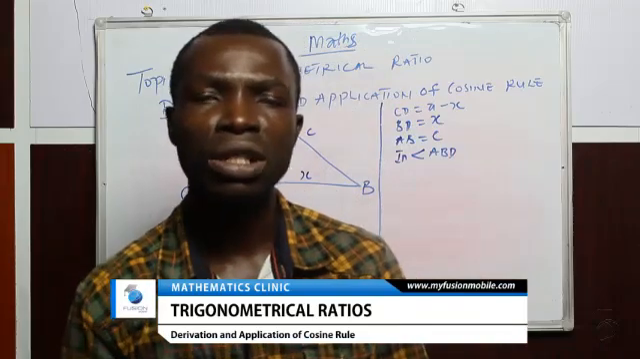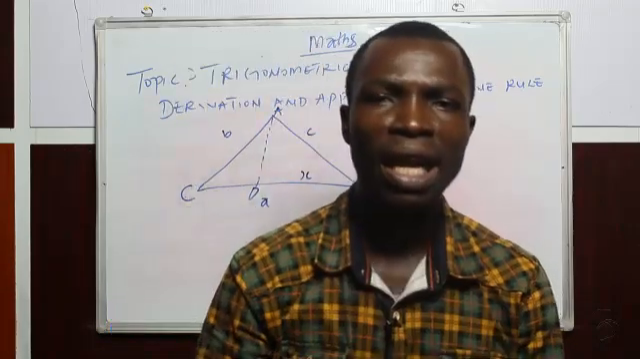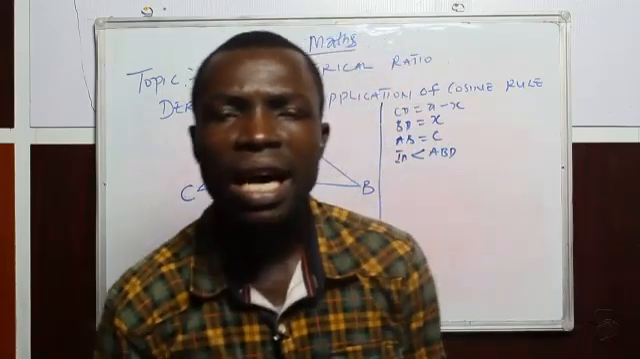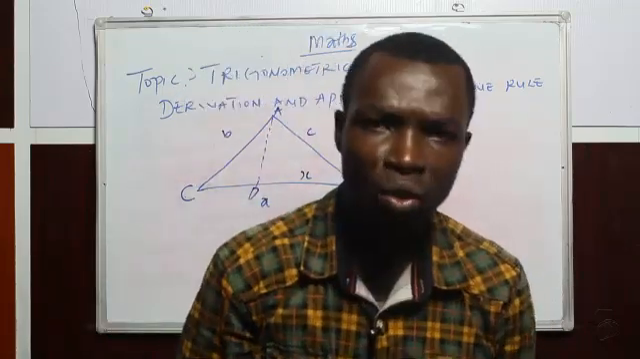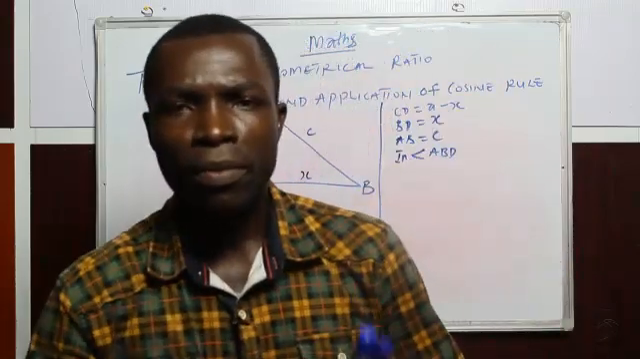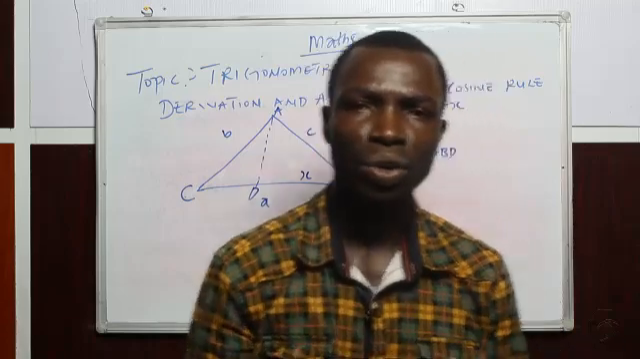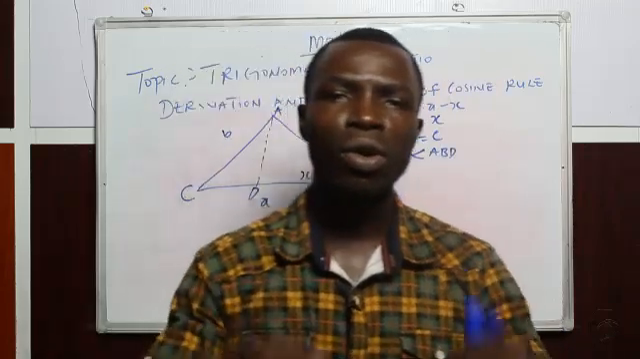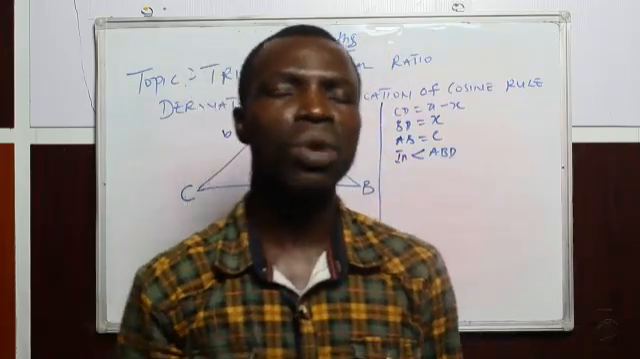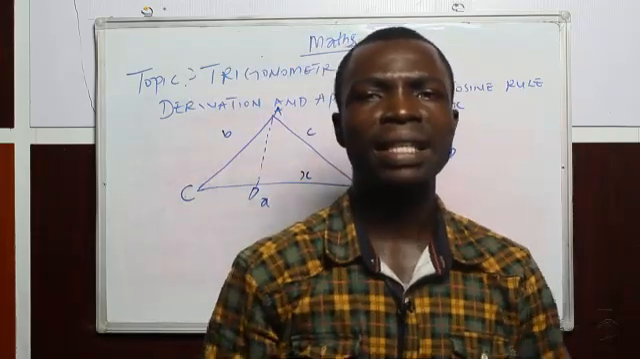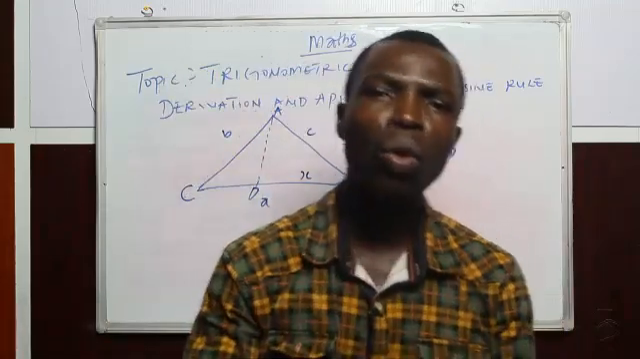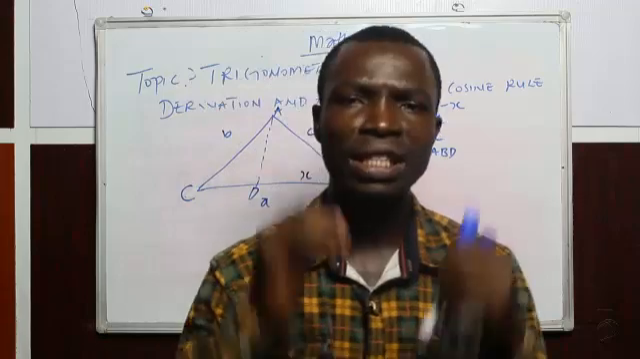Earlier on, we discussed and shed more light on derivation and application of sine formula. But now it is derivation and application of cosine rule. How do we solve questions under cosine rule? How do we solve angles and sides under cosine rule? These are the questions we are going to answer. But before we answer them, we have to use a triangle to show how we can prove this formula.